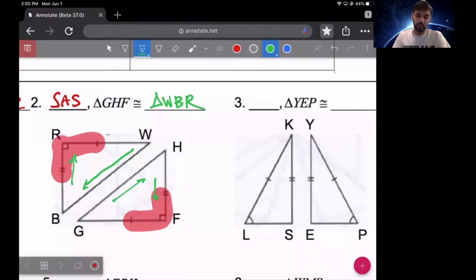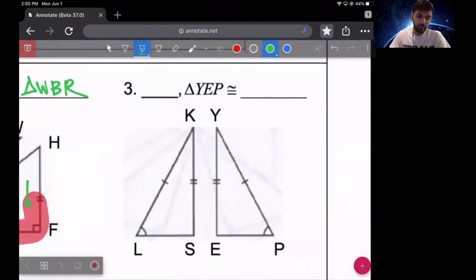All right, let's keep going here. All right, let's look at this right here. I have an angle on each of them, and I have side, side. So naturally we would think side, angle, side, but look closely here. This angle is not connecting the two sides. See how this angle P is not even touching this side YE right here? Same thing over here. Angle L does not touch KS.